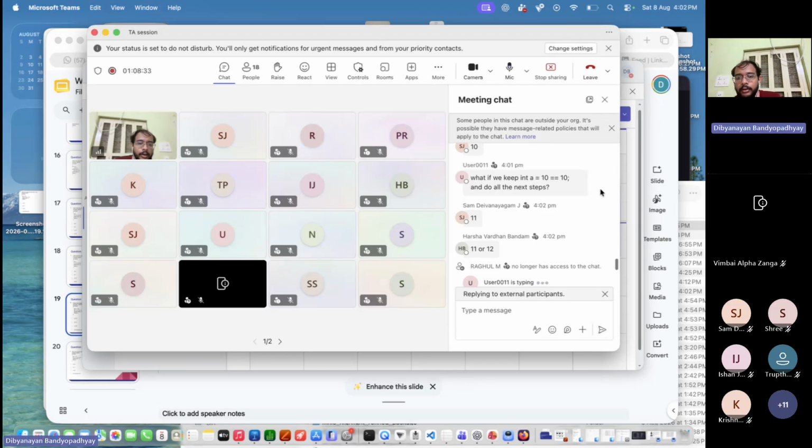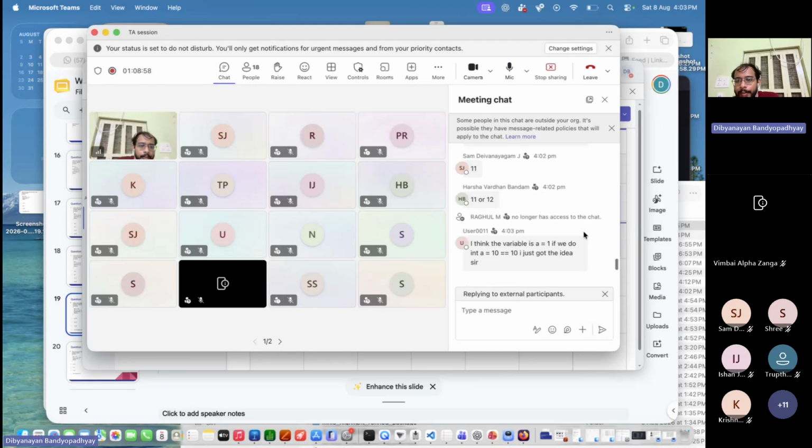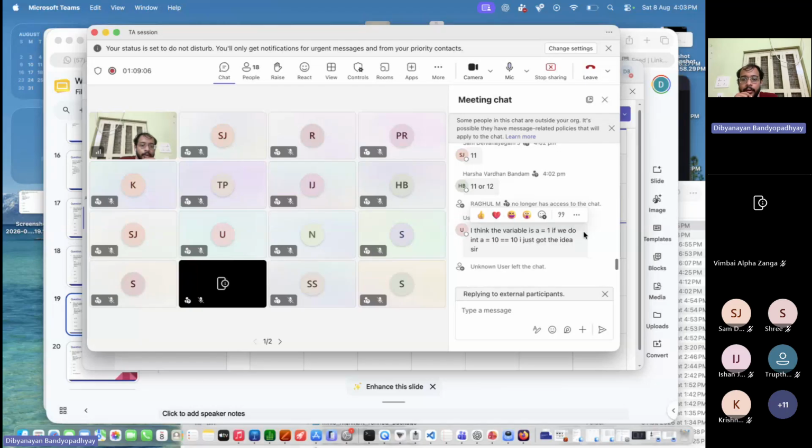Yeah, 11 or 12, correct. But I think newer compilers like Clang will basically give you a warning. Actually, as far as I remember, it will give you a warning. Okay, so while you are writing, let me proceed. I think the variable is equal to 1 if you do int a equal to 10 equal to 10. Yes, correct, it will be 1. Okay.